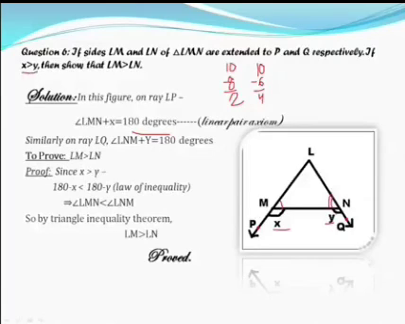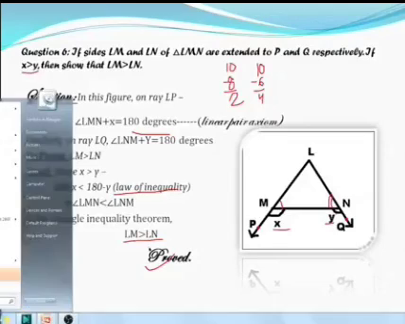Since x is greater than y, if we subtract x from 180 degrees, it shall be smaller than y subtracted from 180 degrees. This is also one of the laws of inequality. So this implies that angle LMN is smaller than angle LNM. And hence, by the triangle inequality theorem, we can write that the side opposite to angle LNM would be longer than the side opposite to angle LMN. Hence, we can write that LM is greater than LN, and this is how we can prove this statement.